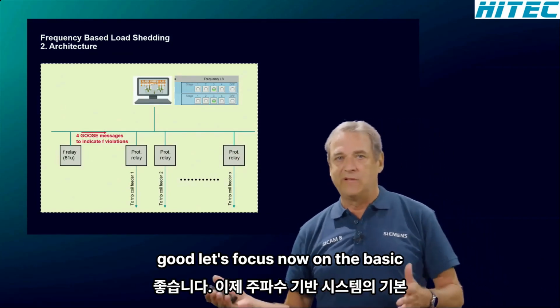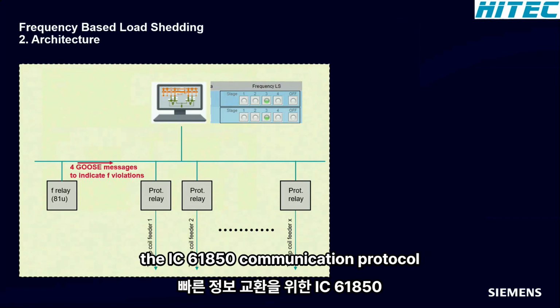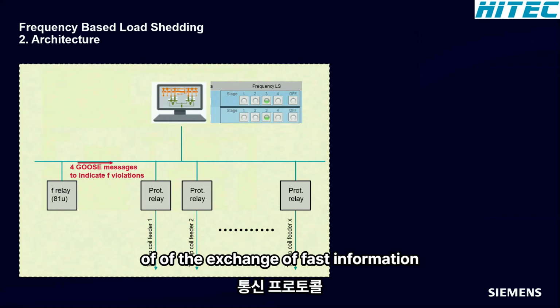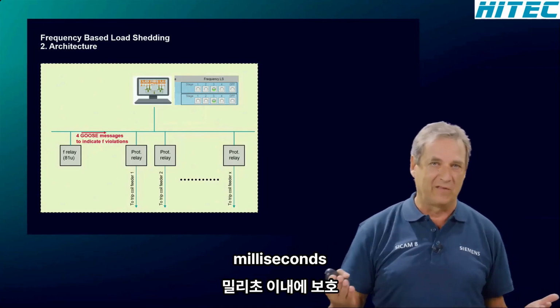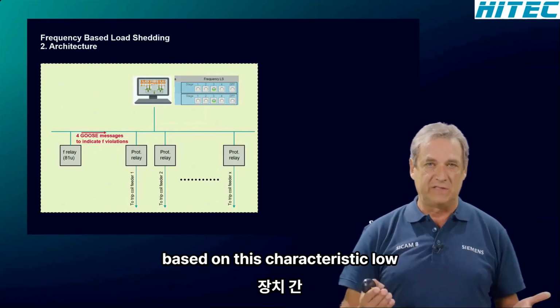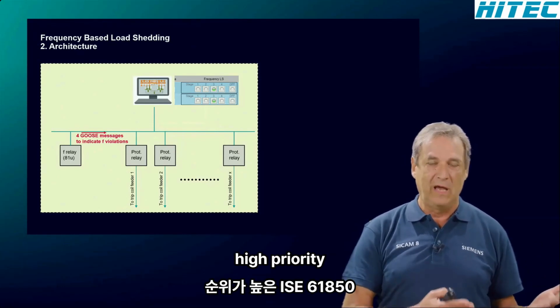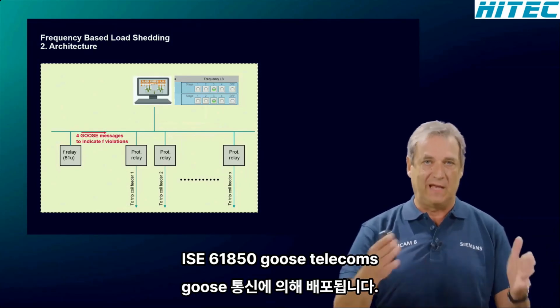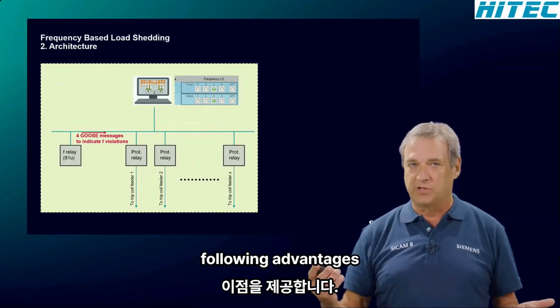Good. Let's focus now on the basic architecture of a frequency-based system. The IEC 61850 communication protocol offers the exchange of fast information between protection devices within milliseconds. Based on this characteristic, low frequency triggers are distributed via high priority IEC 61850 GOOSE telegrams. Among others, this solution provides the following advantages.